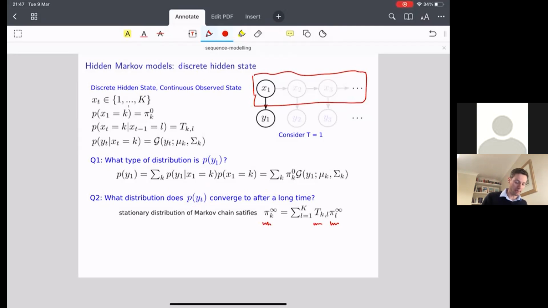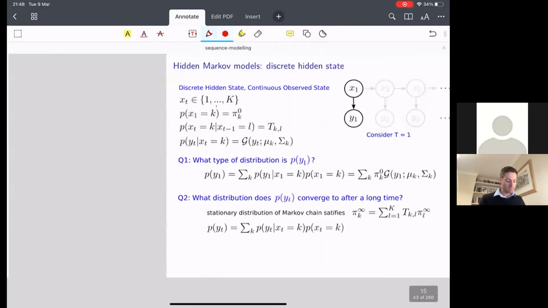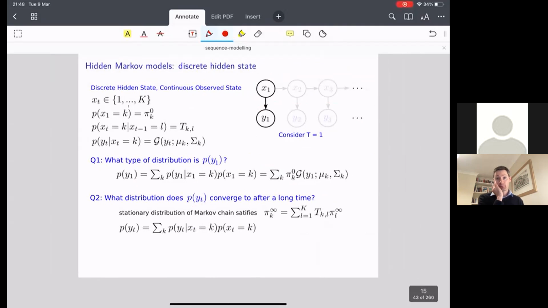And we said that this was an eigenvector equation, whereby you can compute the stationary distribution by forming the eigenvalue decomposition of the transition matrix and looking for the eigenvectors with associated eigenvalue 1. Good. Okay, so that's the first realization.